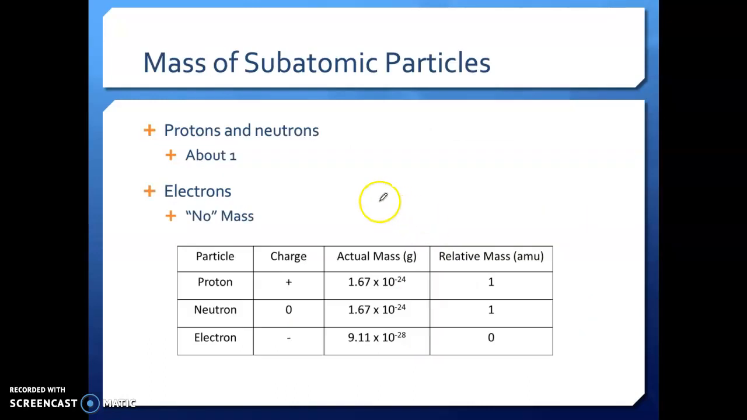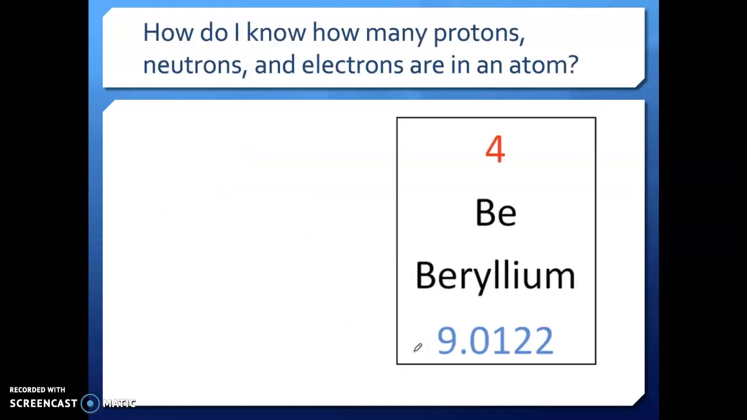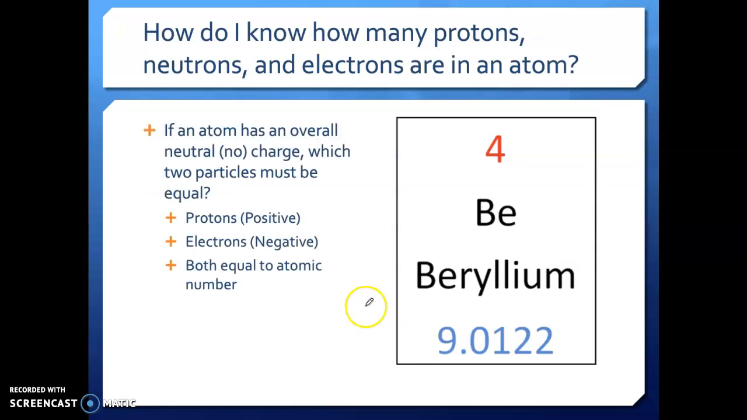So the mass of subatomic particles, protons and neutrons, is 1. Electrons have no mass just because they're much, much smaller. So you have your charges and masses there. So how do I know how many protons, neutrons, electrons are in an atom? Well, you can look at the element symbol and box and figure it out.